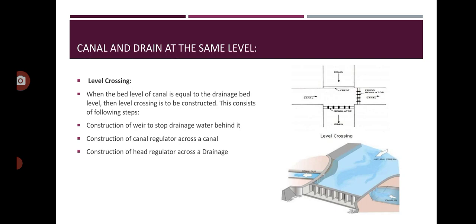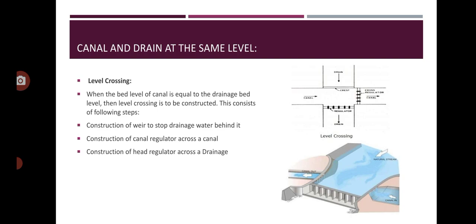The next classification is where the canal and the drain are at the same level, that is, the level crossing. When the bed level of the canal is equal to the drainage bed level, the level crossing can be constructed. It is based on the following steps: construction of the weir to stop drainage water behind it. A weir is one of the barrage structures, constructed to store water in the case of a river system, a dam system or any natural drainage.